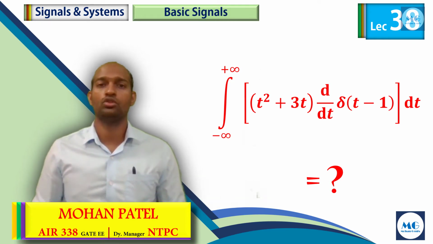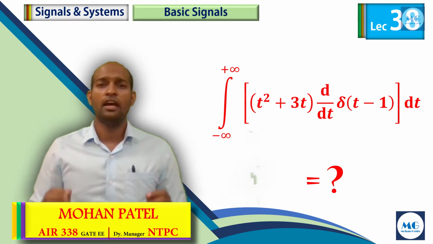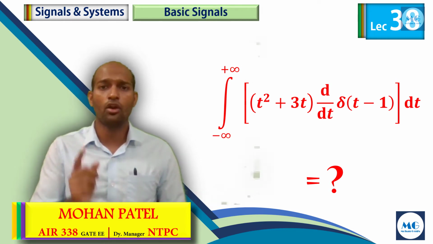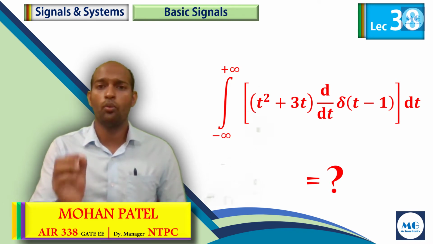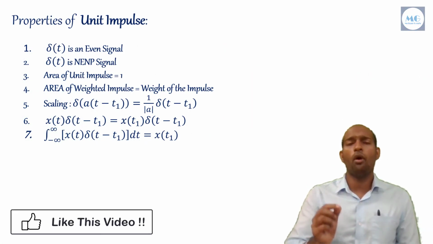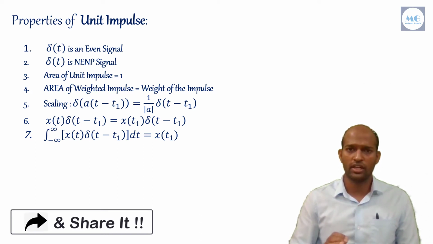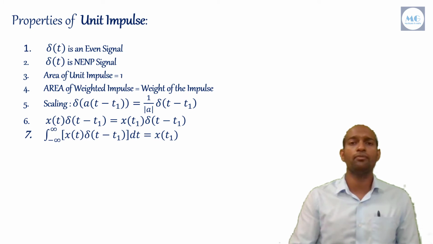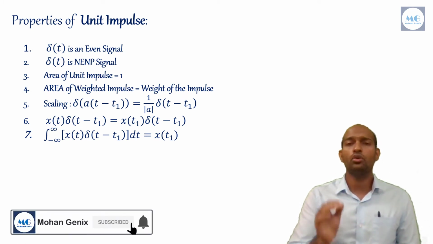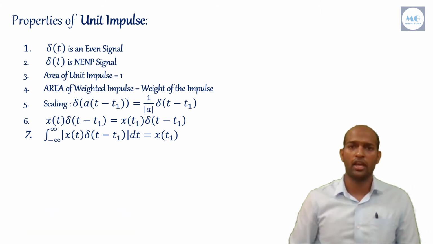These kinds of conceptual questions can be asked in your exam. They can feel like very difficult questions, but they are not difficult if you know one formula, or one property of the unit impulse signal. Up to now we have already learned about 7 properties of the unit impulse signal. In this lecture I will give you the 8th property, or you can say one formula, so that you can solve these kinds of questions. So without any delay, let's start studying.